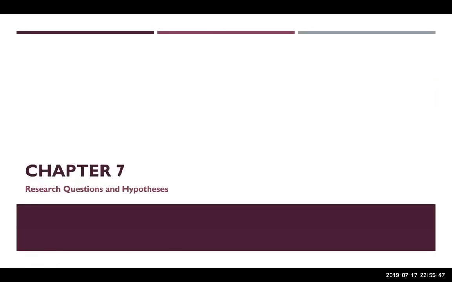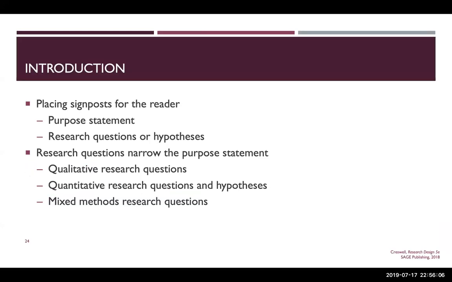So now we're going to move on to chapter 7, which looks at research questions and hypotheses. These are directly linked to your purpose statement. Your purpose statement informs how you write your research question and hypothesis. You want to use the same terms, the same terminology, the same phrases. You don't want to change much. Creativity is definitely not rewarded in research.